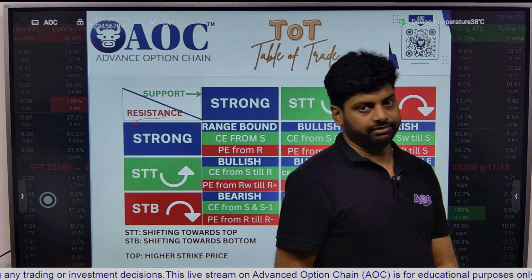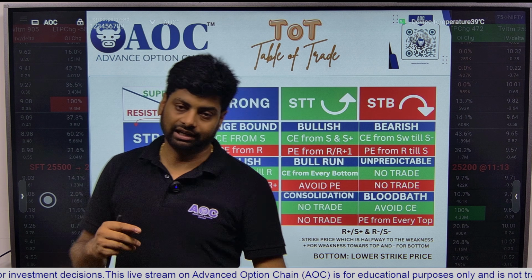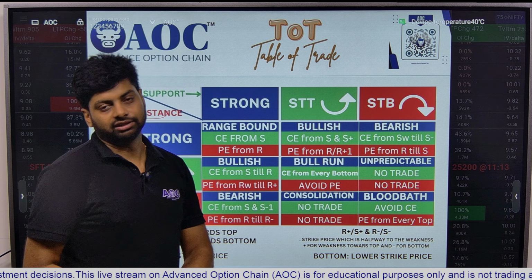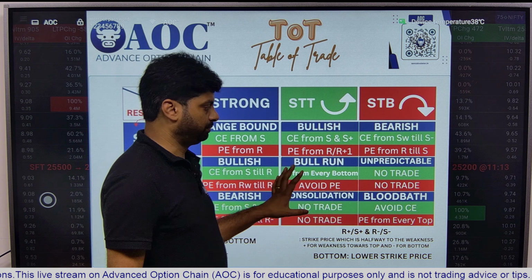So this is chapter 5. In this chapter, we learned how to look at the TOT table and how to trade based on the market condition we already learned in chapter 4.